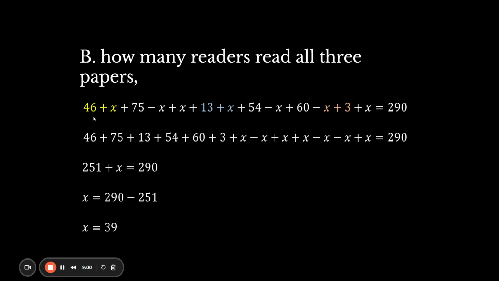So I added all the numbers: 46 plus 75 plus 13 plus 54 plus 60 plus 3 gives us 251 plus X. Why is it X? Because X minus X is 0. We have X plus X, which is 2X, minus X is 1X, minus X again is 0, plus X. So if this crosses to the other side, we have 290 minus 251, which gives us 39. So this is the total of those that read all 3 of the papers. Beautiful. So let's move on.